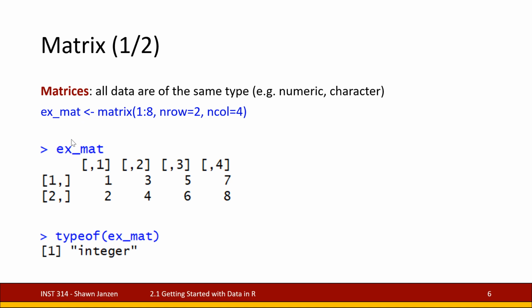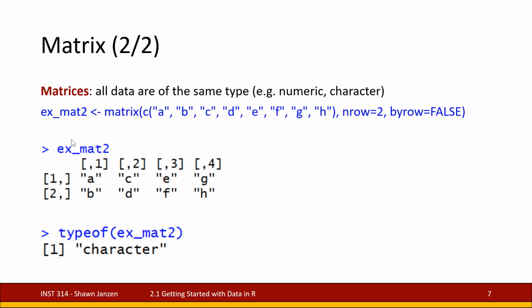And note that R automatically fills in this matrix by the columns: 1, then down to 2. Next column, 3, then down to 4. And so on, moving across. On the next slide, we're going to see how we can change that. But this matrix is being stored into an object, x_mat. And when I call x_mat, it prints out the matrix for me. I can use the function typeof, and it tells me that this is a matrix full of integers.